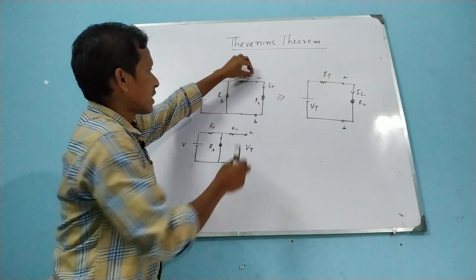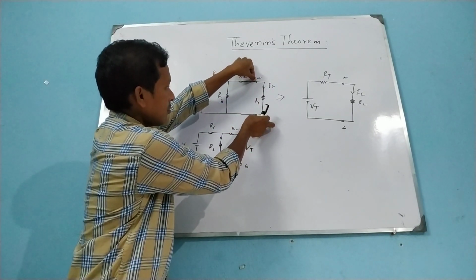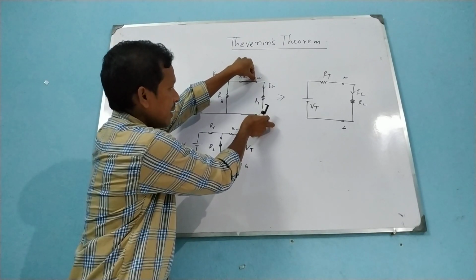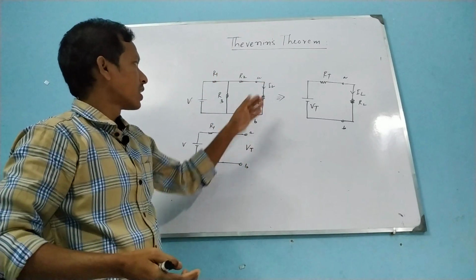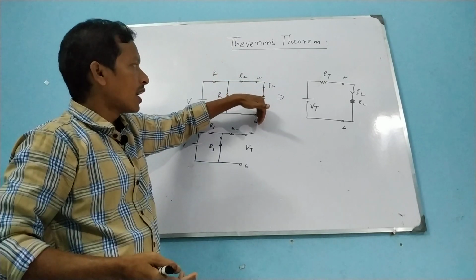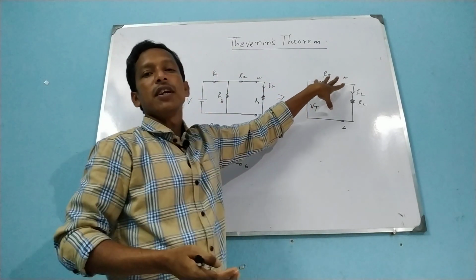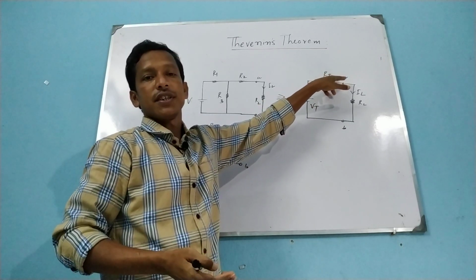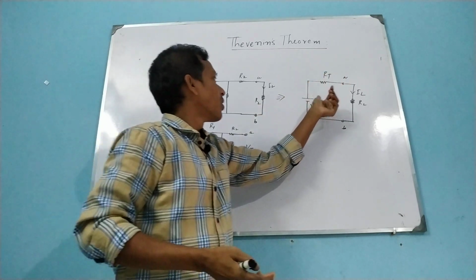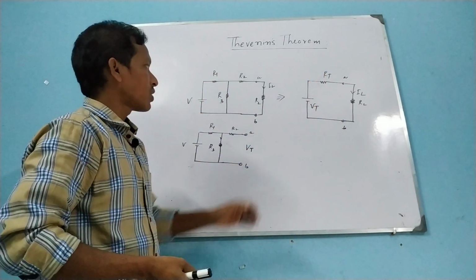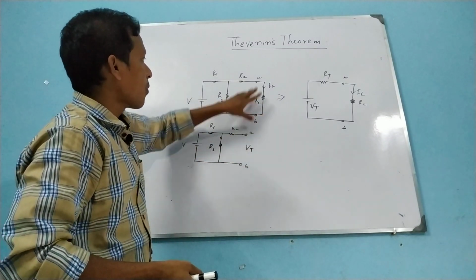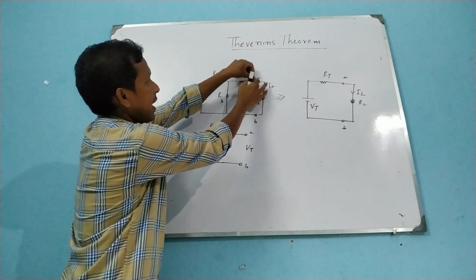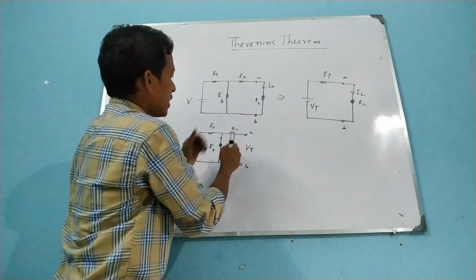So, if we apply Thevenin's theorem at the points A and B in order to calculate the current through RL, this will be the equivalent circuit. This is the Thevenin's voltage and this is the Thevenin's resistance. What is Thevenin's voltage? Thevenin's voltage is the open circuit voltage between the terminals A and B. Let us see the circuit diagram.